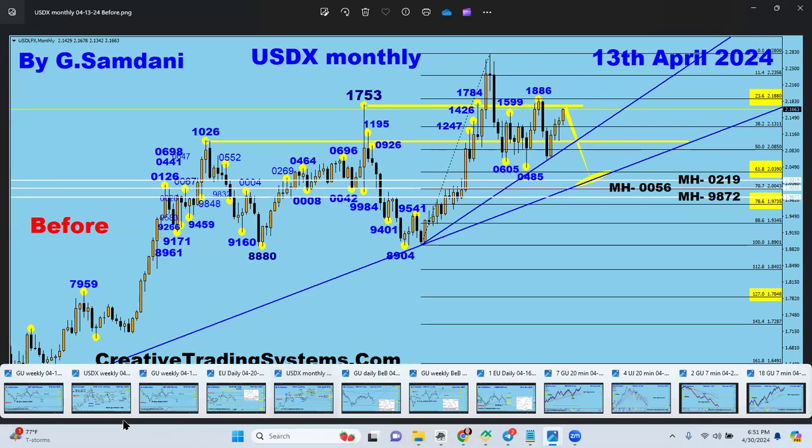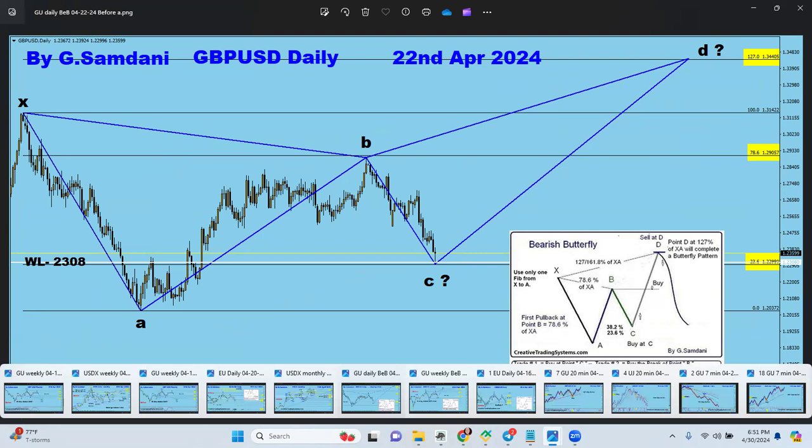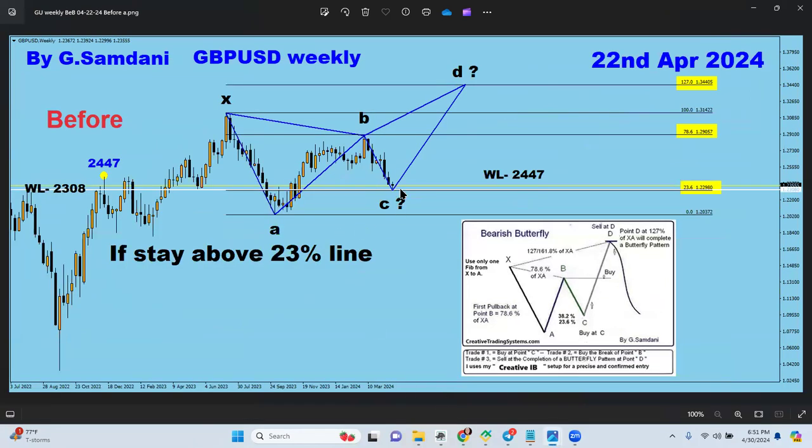The charts were showing something like this. This is the GU weekly, and if USD gets weaker, this will go to the upside. I also had a weekly chart showing it bouncing from the 23.6% line and the 2308 level, and going up. Euro USD didn't move much, so I'm not going to show that. It's still sitting there, but let me show you the chart anyway.